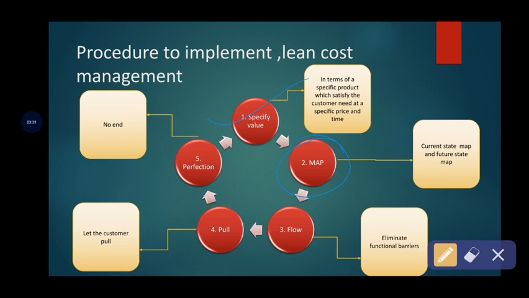So this mapping is completely about the current state and future state. When we map the process, it helps the business organization to identify the gaps between these states, that is, between the current and future state. Then it is also helpful to eliminate the wastages in the current state and also in the future state. So this is the actual second step.